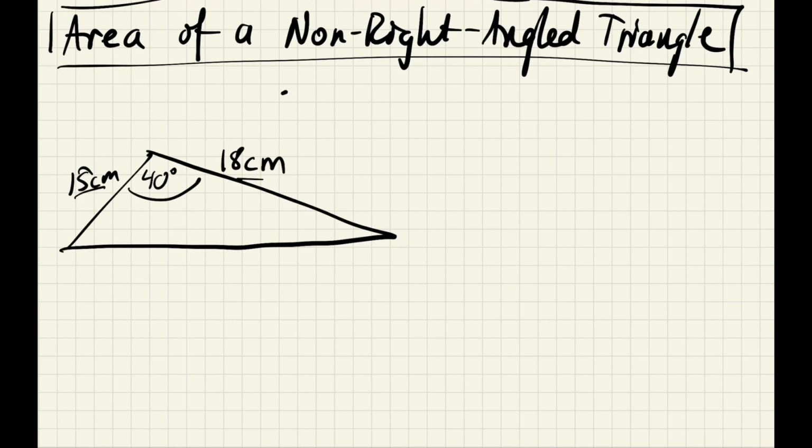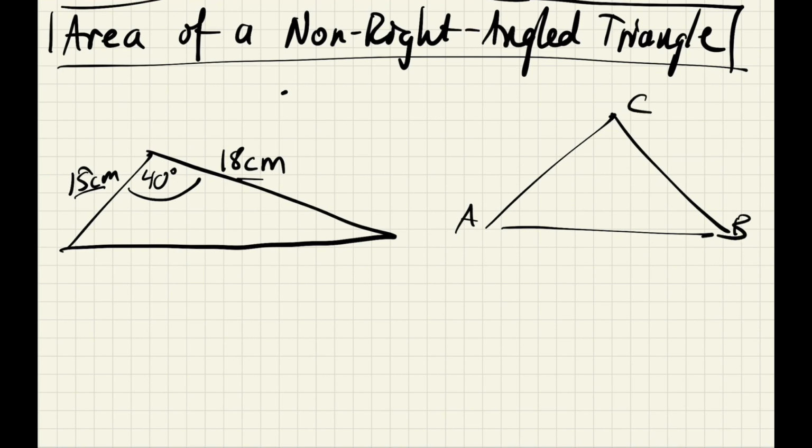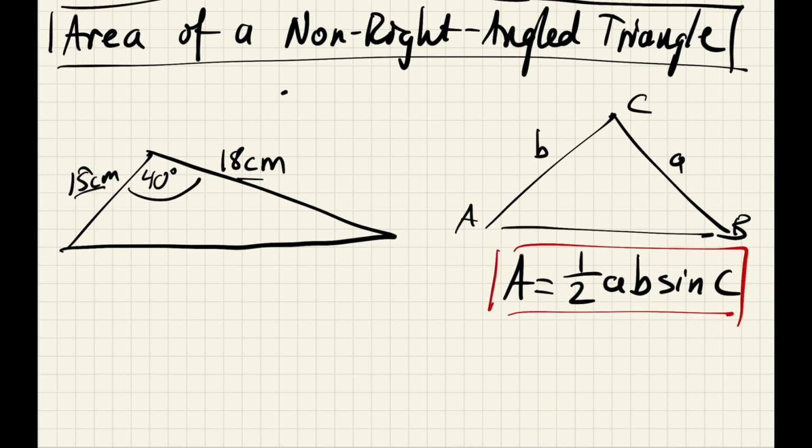Now, before we do this example, let's just quickly consider a triangle without any numbers, triangle ABC. With our area formula, what we say is that our area is equal to half times side A, which is here, times side B, which is here, multiplied by sine C. So whatever this angle is, that goes here, this side goes here, and this side goes here. So our formula for the area of a non-right angled triangle is area is equal to half AB sine C.